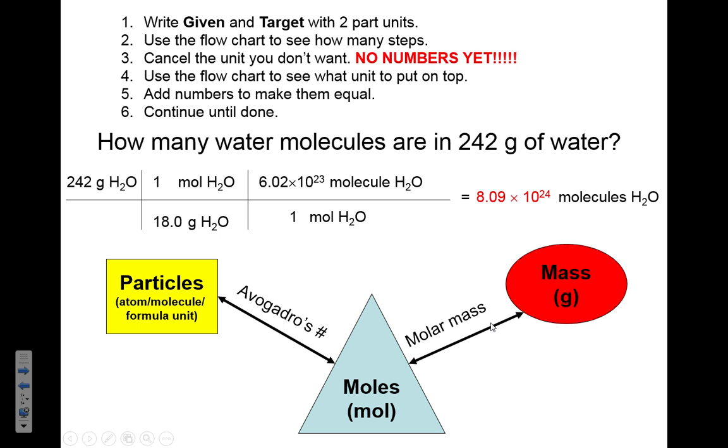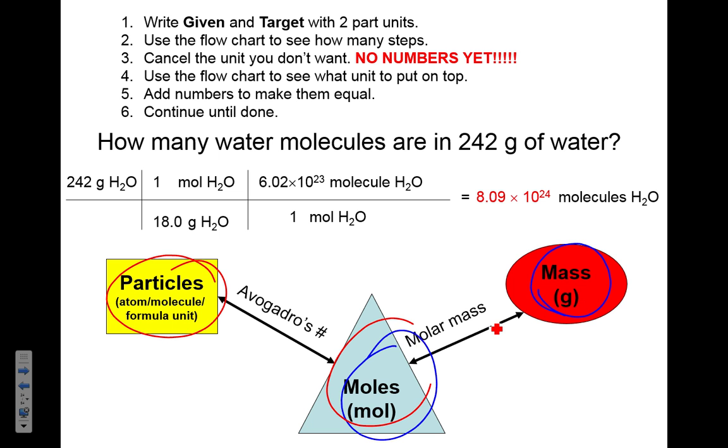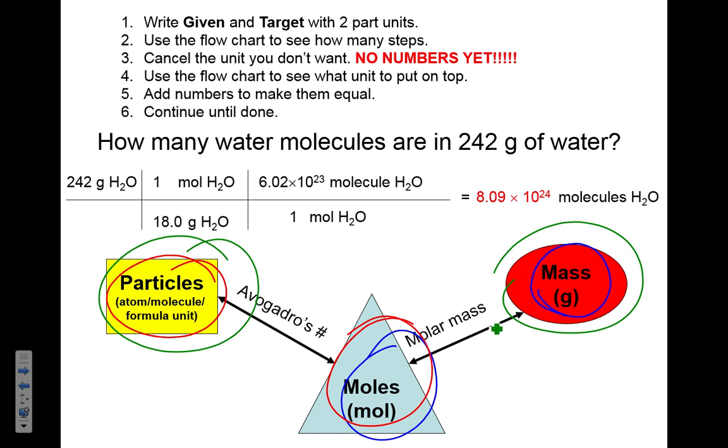But really, look at what they give you and look at what you're trying to get to. If they give me mass and they ask for moles, I can do that in one step. If they give me particles and they ask for moles, I can do that in one step. But if they give me particles and they ask me to get to mass, I'm going to take two steps to get there. So I've got to change my particles into moles in my first step and then moles into mass in my second step. And instead of a single step problem, it's going to take me two. And that's the type of homework you're doing today.